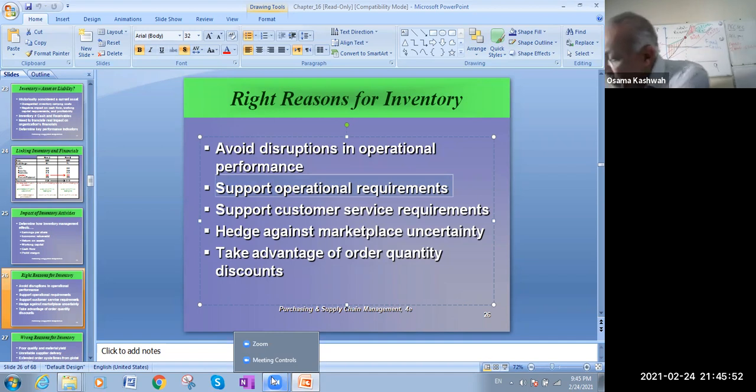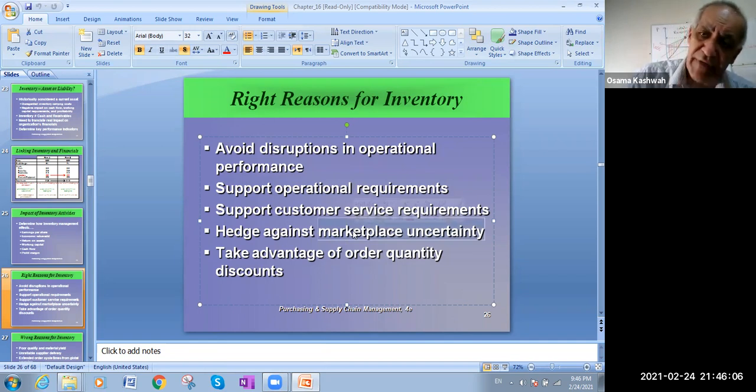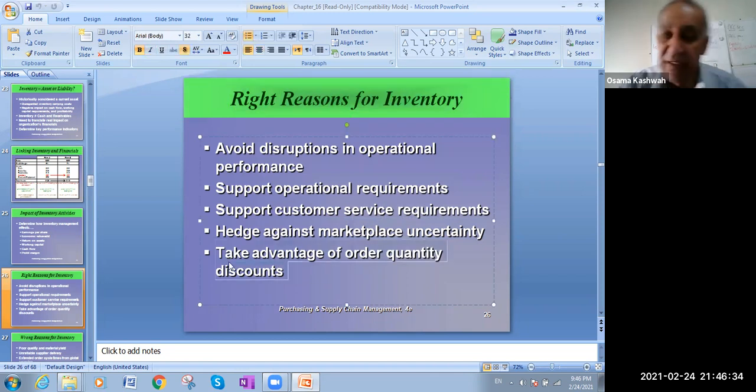And then we will go to another point, which is to hedge against marketplace uncertainty, because you don't know what will happen in the market tomorrow. So you will put part of your raw materials in inventory, because you don't know how tomorrow will look. So you will save some of the raw materials for further use in the future. This is one of the reasons for inventory. Take advantage of order quantity discounts, because when we buy in big amounts, we get discounts. And this is another reason why I go for inventory.